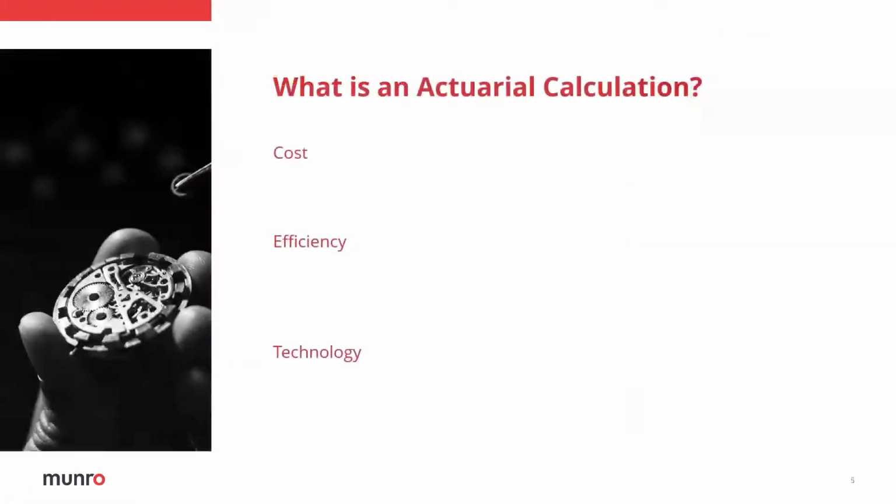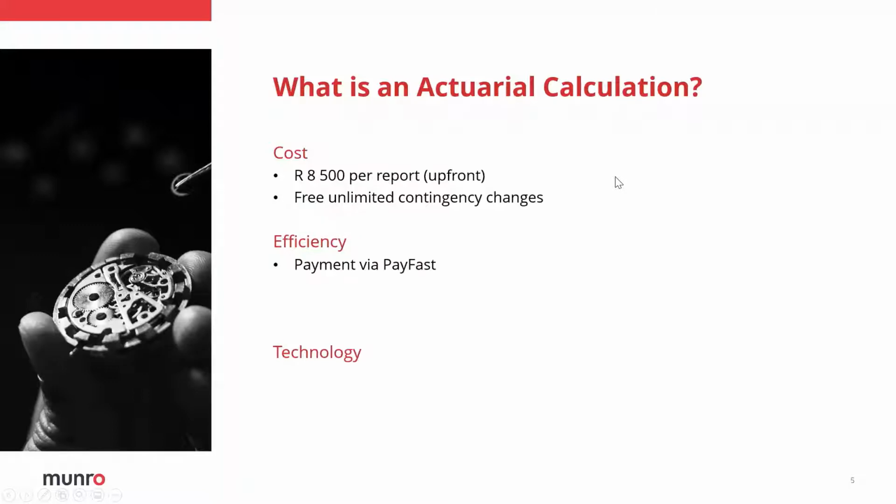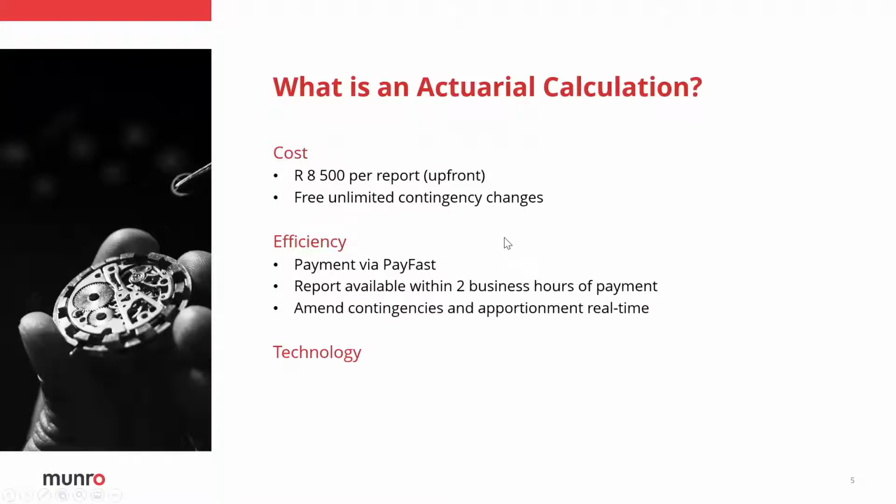So just a bit more detail about those issues. In terms of the cost, an actuarial calculation is 8,500 Rand per report, which is payable upfront. And contingency changes are free thereafter, so an unlimited number of them can be done. In terms of efficiency, the payment is done via PayFast, so it is immediate. And the report is then available within 2 business hours of payment. Also regarding efficiency, if you amend contingencies or apportionments, that updated report is available real time.